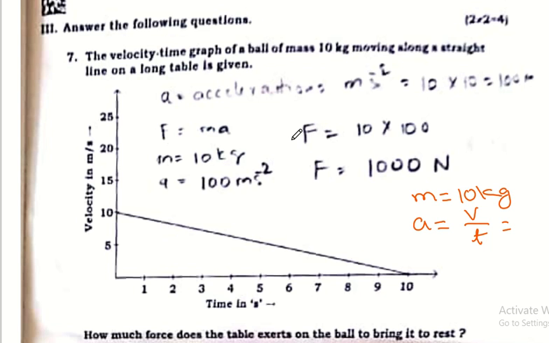Wait one minute. Here the initial velocity is 10 and the final velocity is 0. That means 0 minus 10.